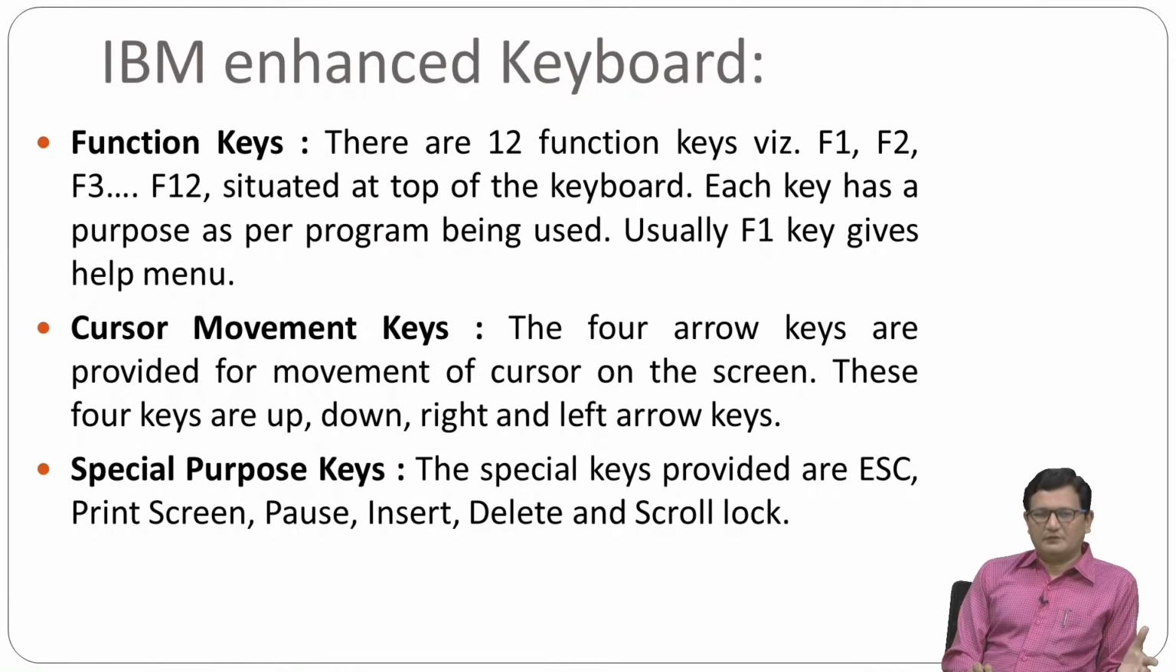Now, most recent keyboards have a different type of function keys. On the top of the keyboard you will get 12 function keys: F1, F2, F3 up to F12. In most software and operating systems like Windows, Unix and Ubuntu, the F1 key is basically used for help. Whenever you need help, you press the F1 key, and the help of that particular software opens.